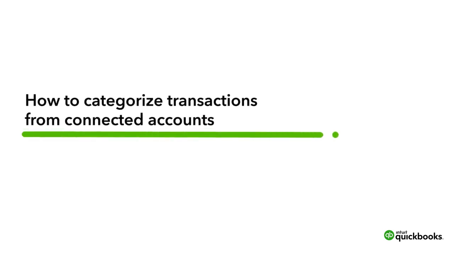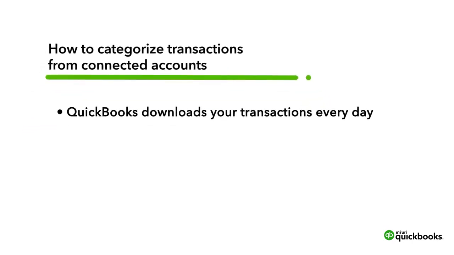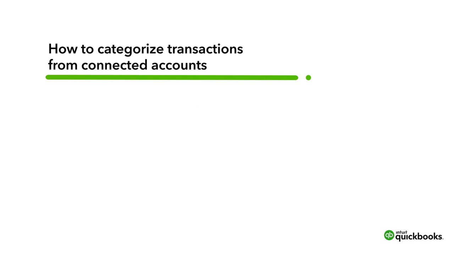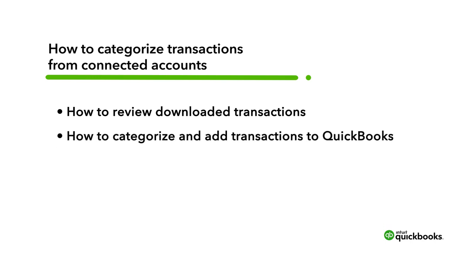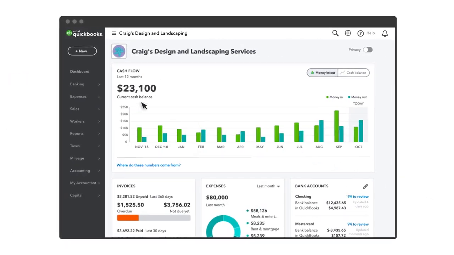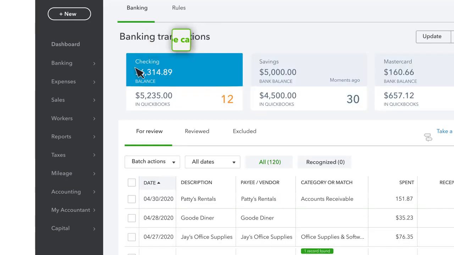Once you've connected your bank account to online banking in QuickBooks, QuickBooks downloads your recent transactions every day. All you need to do is review each transaction, categorize them into the correct account on your chart of accounts, and then add them to QuickBooks. Let's go over how to review the transactions downloaded from your bank and how to categorize them and add them to QuickBooks. Go to Banking or Transactions and select Banking to get started.